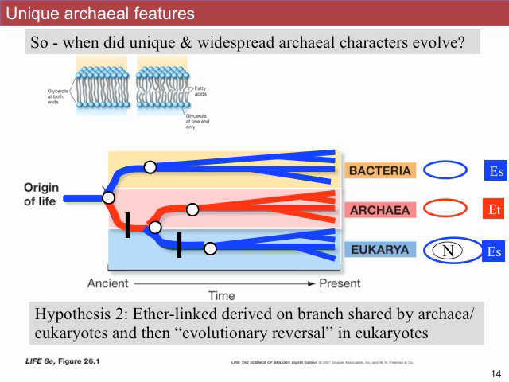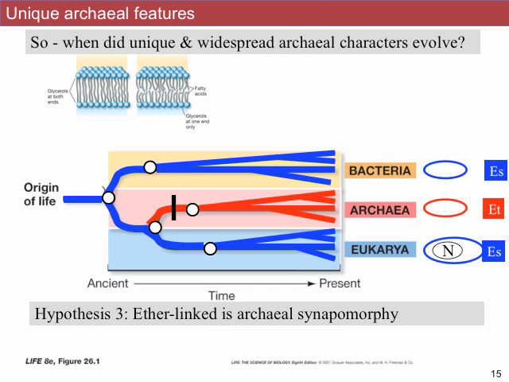So we're going to treat membrane chemical structure as our character, and ester linkage as one character state and ether linkage as another character state, and do the same type of reconstruction. Here's one scenario. The most recent common ancestor had ether linkages, and then there was a switch to ester linkages in the lineage leading up to the common ancestor of bacteria, and a switch in the lineage leading up to the common ancestor of eukaryotes.